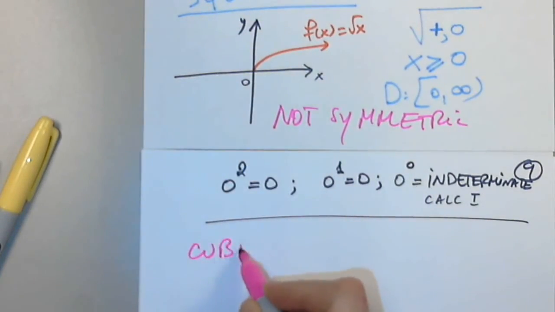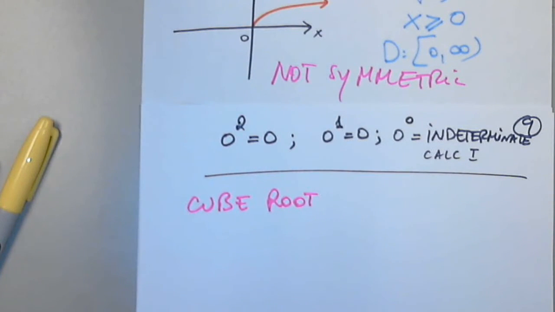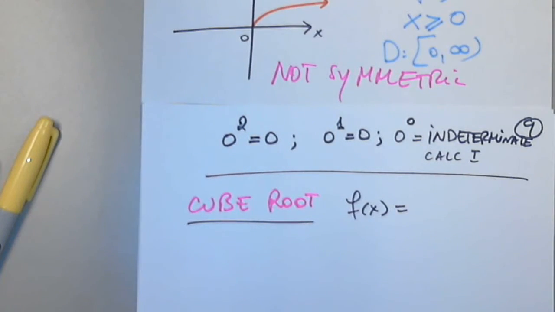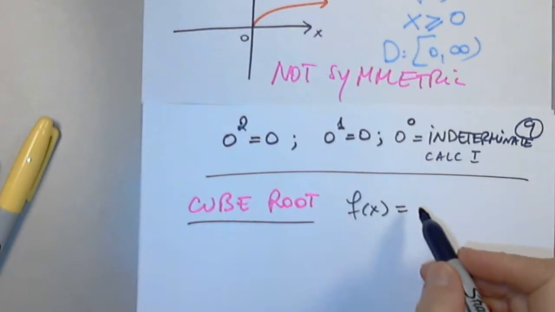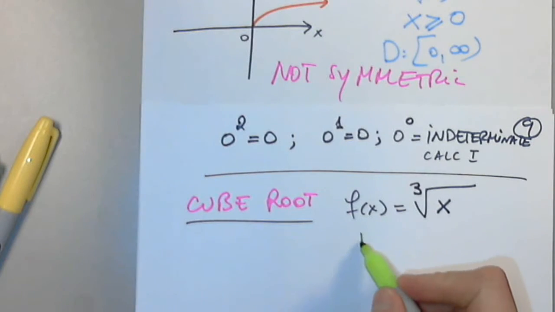Cube root. The simplest possible cube root, please. Cube root of x. That's it. There is nothing easier than this. Domain for the cube root? I'm going to give you a hint. Technically all real numbers. Not technically, but that's true. It's more than technically.